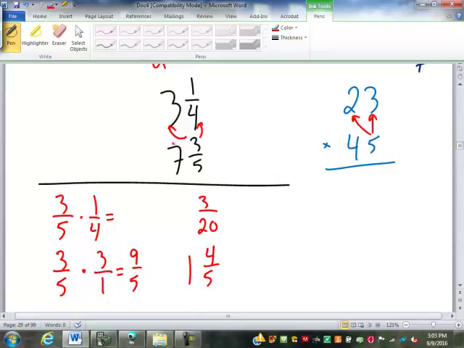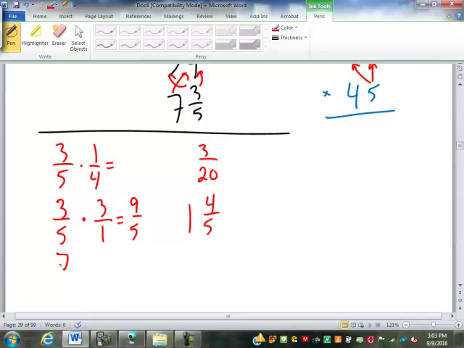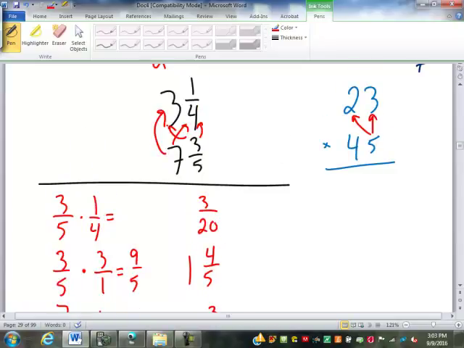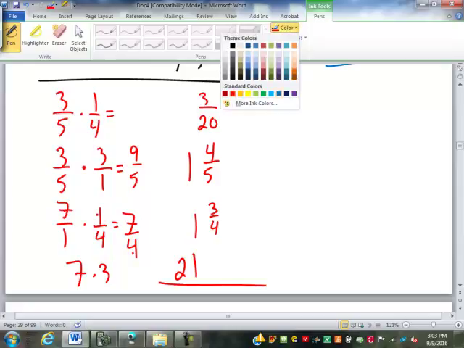Now we move to the 7. 7 times 1/4. Again, we make 7 a fraction by putting it over 1. 7 times 1 is 7. 1 times 4 is 4. 7 over 4 is 1 3/4. And we do the 7 times 3, which is 21. Now we have to combine all this.